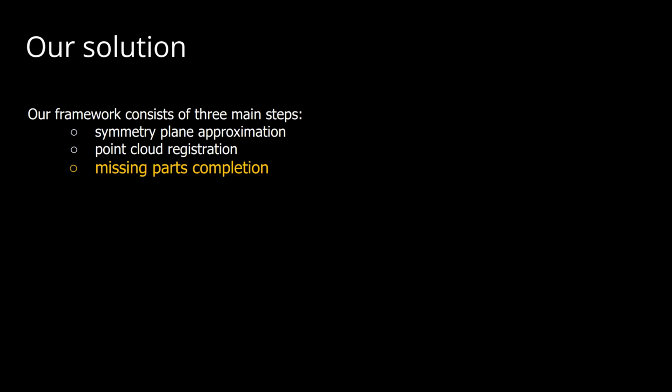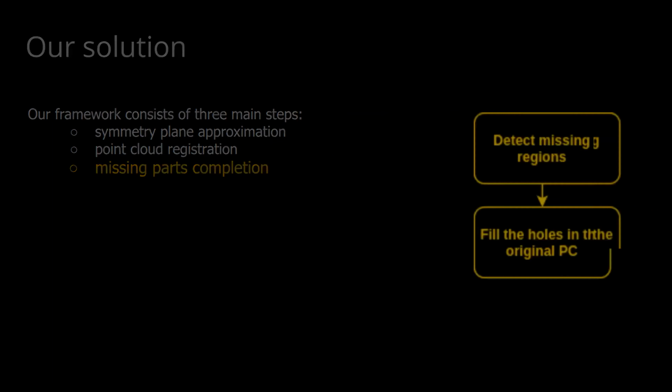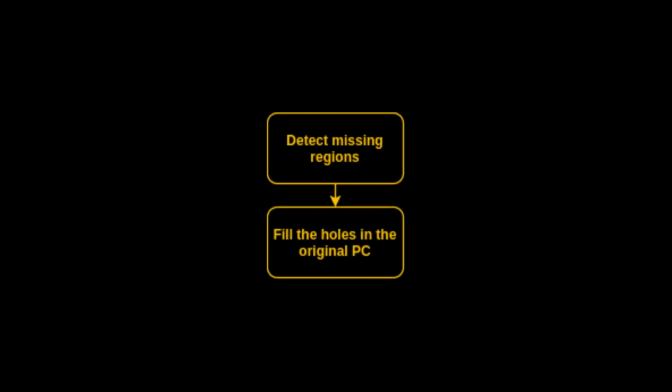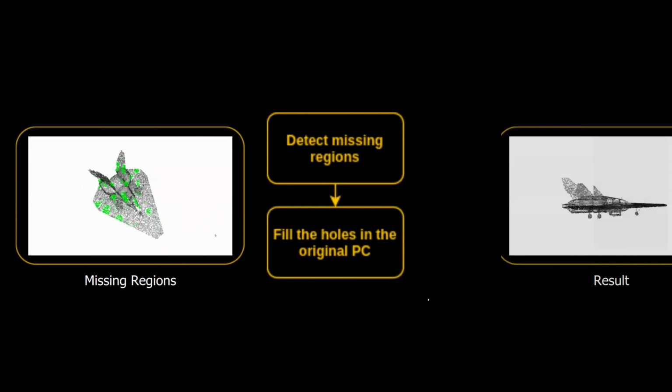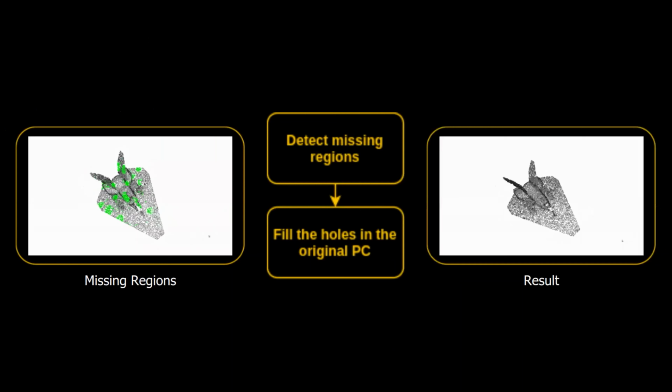The final step is the missing part completion. In this step, based on our metric, we find the missing regions, as you can see here in green. Based on these found regions, we can fill them in with points and get the final result.